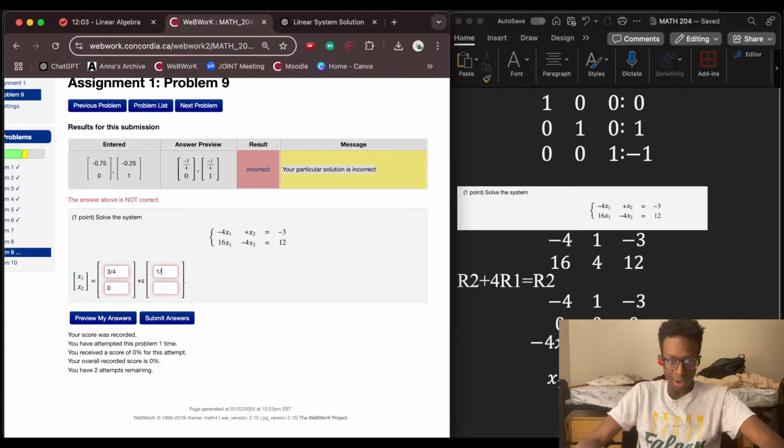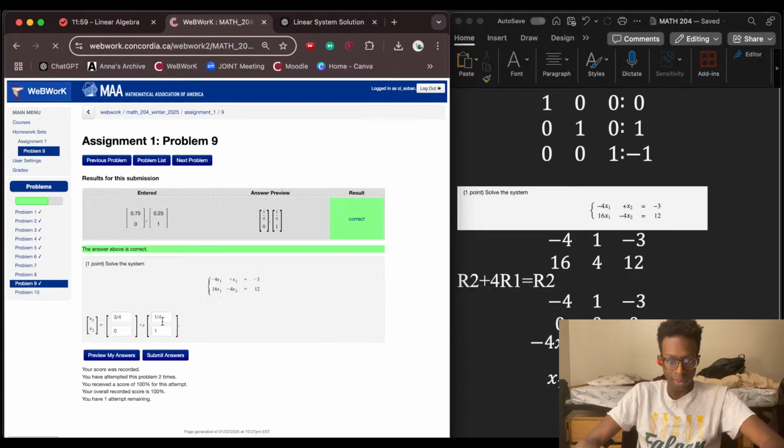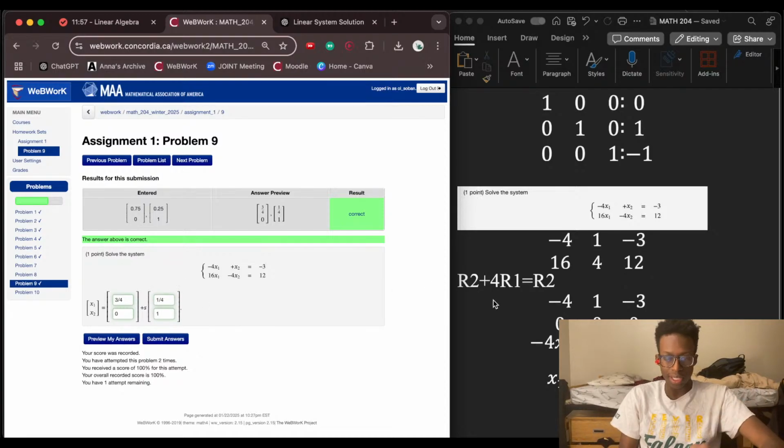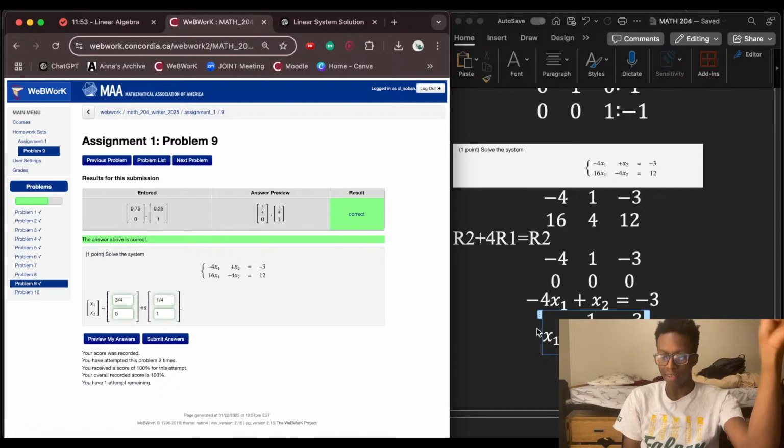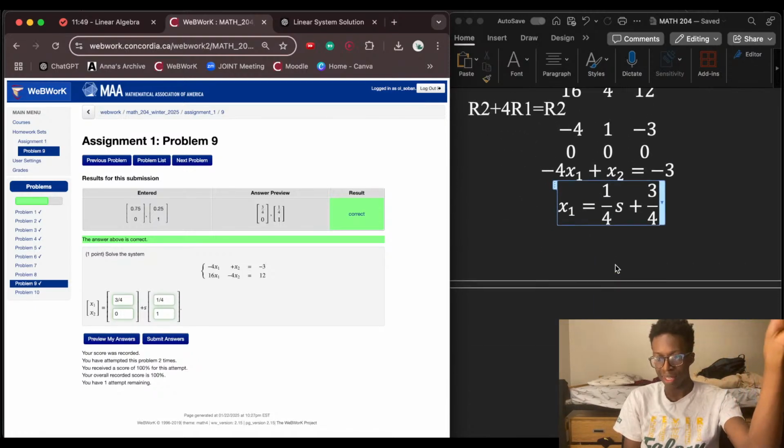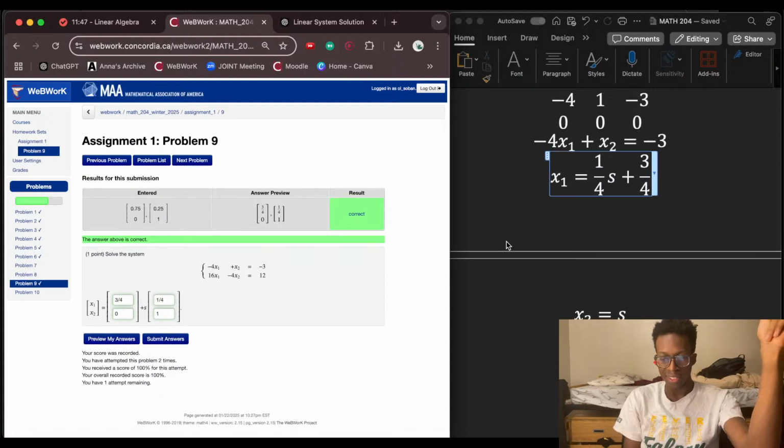0, then this is 1 over 4, and then this is 1. Submit, easy peasy. See, brothers, remember negatives. I divided this by negative 4. That's why this one makes sense, because that I did it before and it was just not.